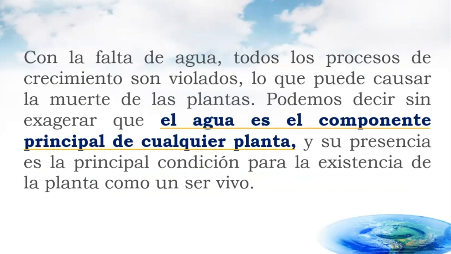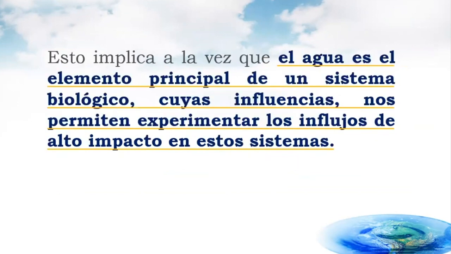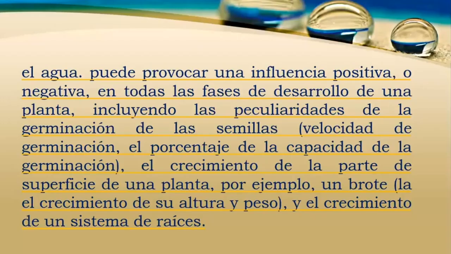Water can have a positive or negative influence on all stages of plant development, including seed germination peculiarities, germination speed, germination capacity percentage, surface growth of a plant part, such as a sprout, growth in height and weight, and root system growth. It can also influence leaf size, leaf surface area, and cause atypical appearances in leaf shape, size, and color. In particular, the observed reduction in viscosity in activated water should significantly influence the movement of cellular juice between xylem and phloem vessels.